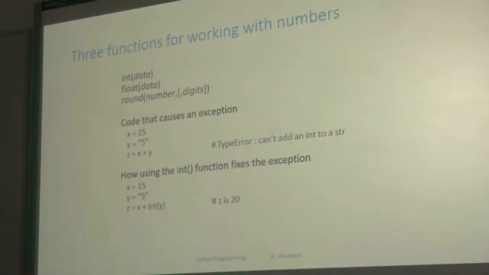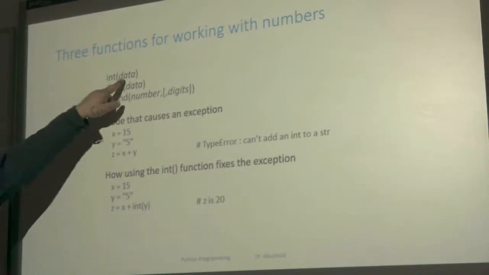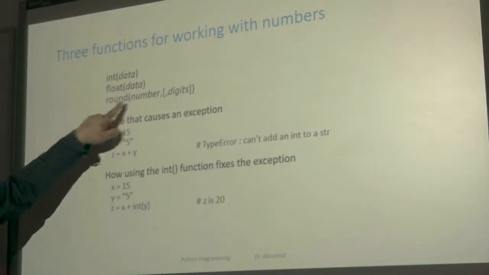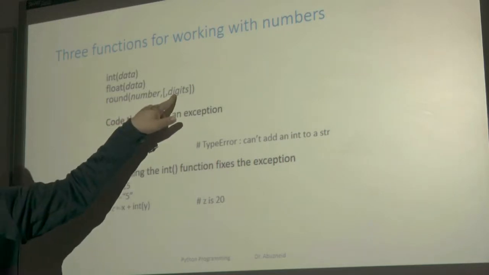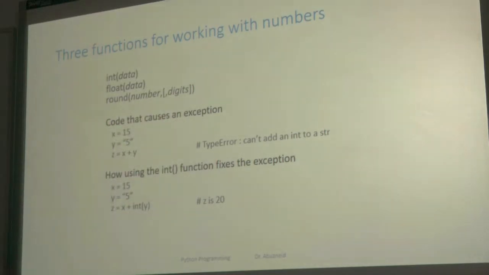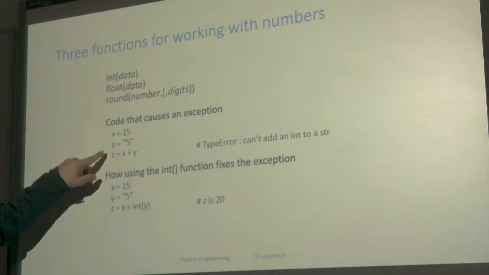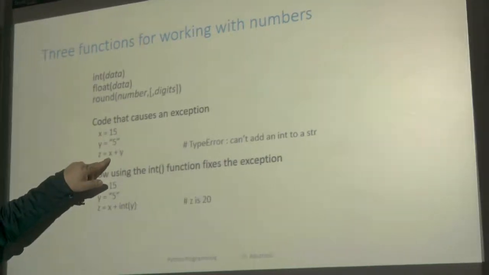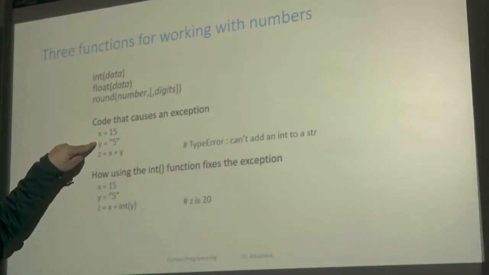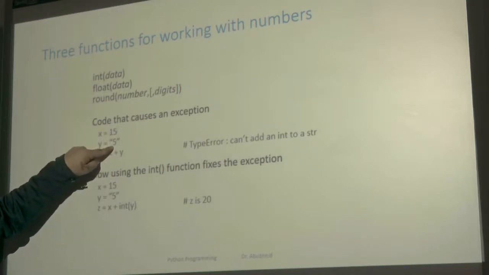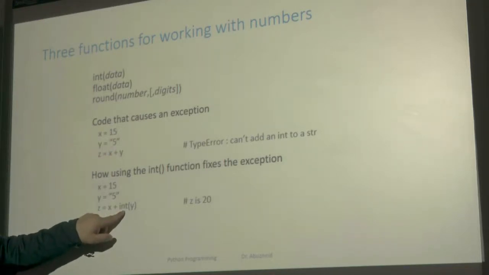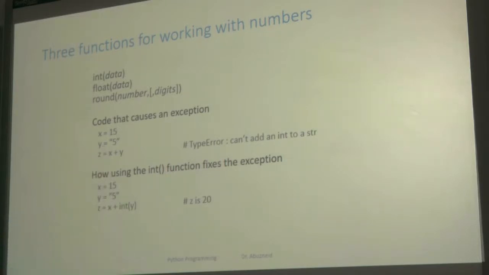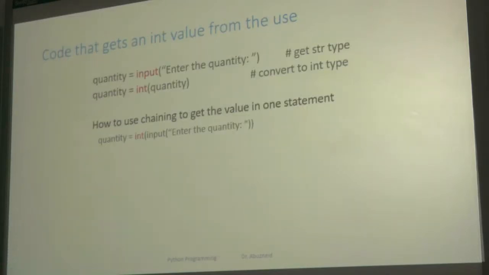Three functions for working with numbers: integer, where the data is converted to integer; float; and round, where you can say how many digits you would like to round to. Now, code that causes an exception: x equals 15, y equals 5, no problem. But y in here is a digit in a string, and z equals x plus y. What's the problem here? How can you add an integer to a string? So you have to fix that. You convert y into an integer, for example, or the other one to a string, and we can concatenate.